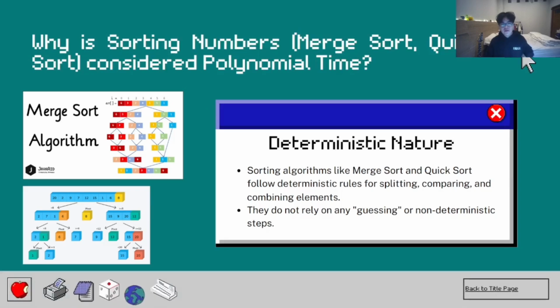To wrap up, if you look at the correlation between these sorting algorithms, merge sort and quicksort, another key reason why they are polynomial is their deterministic nature. They follow deterministic rules for splitting, comparing, and combining elements. They do not rely on any guessing or non-deterministic steps. They are algorithms, meaning that after every step, there is code or pseudocode, an instruction to tell it what to do next. There's no guessing. It is all deterministic, hence why it is considered polynomial time.